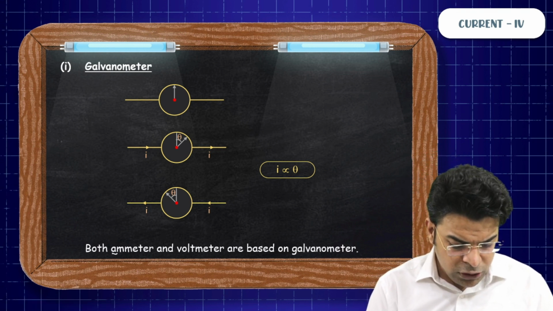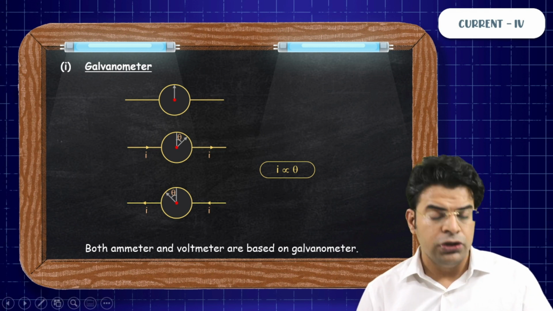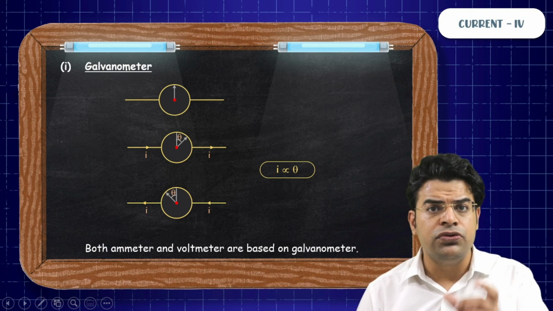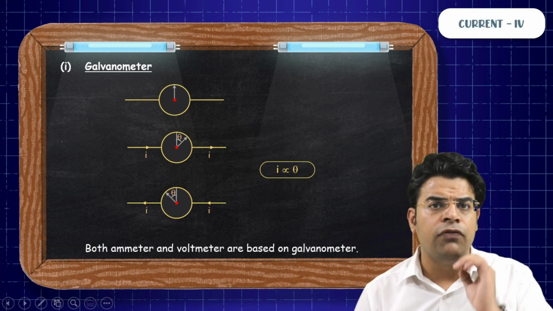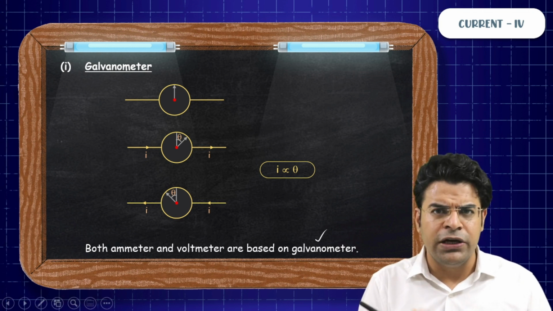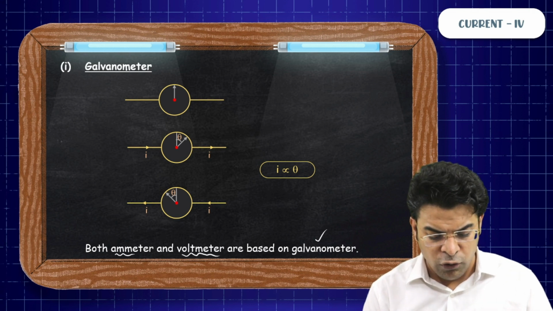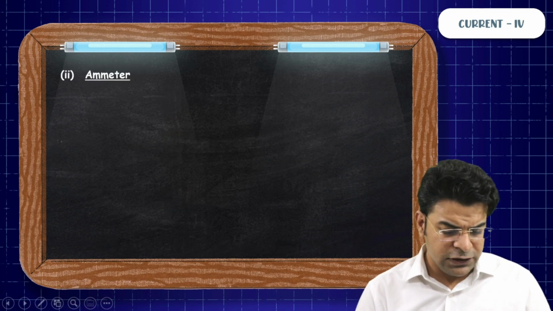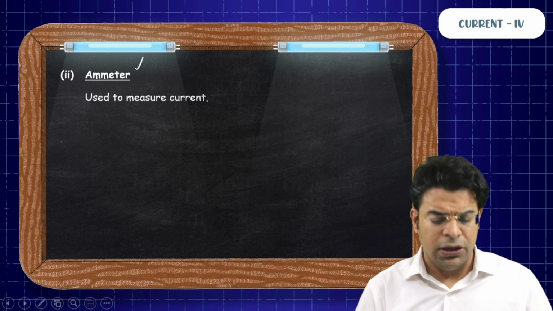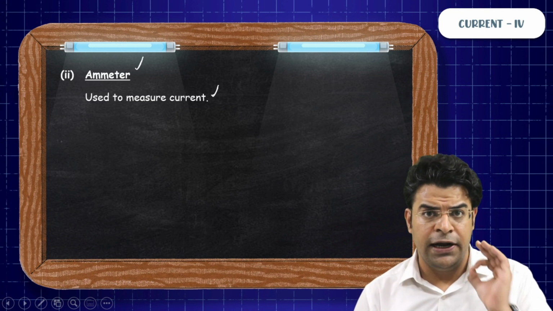Understand that both ammeter and voltmeter are based on galvanometer. So ammeter, which is used to measure current, and voltmeter, which is used to measure potential drop, both of them are based on galvanometer. So they are nothing but galvanometer which has been recalibrated to be used as ammeter or voltmeter. So first of all, let's talk about ammeter. What is an ammeter? Sir, ammeter is a device used to measure current.